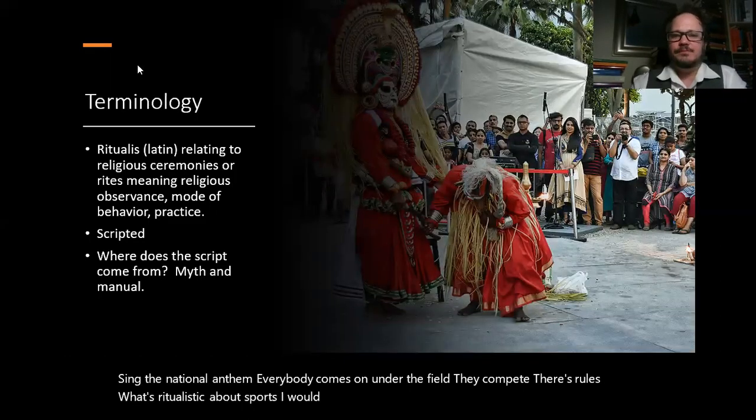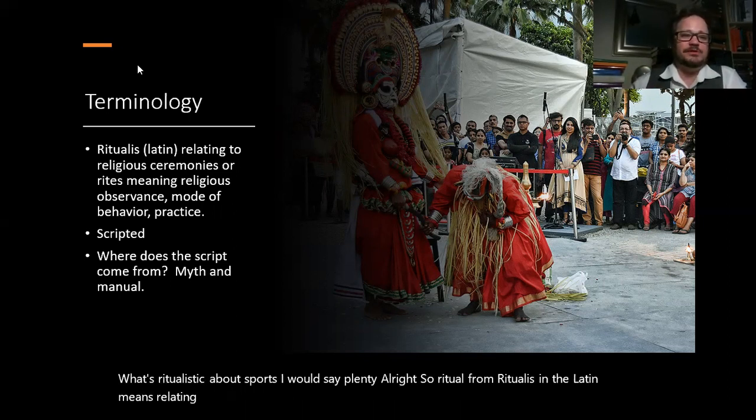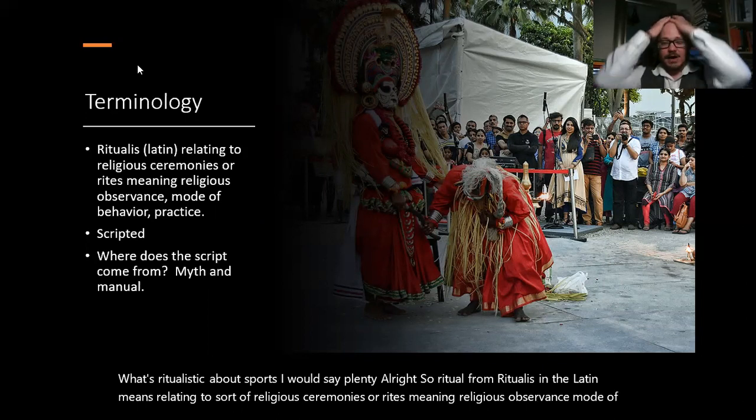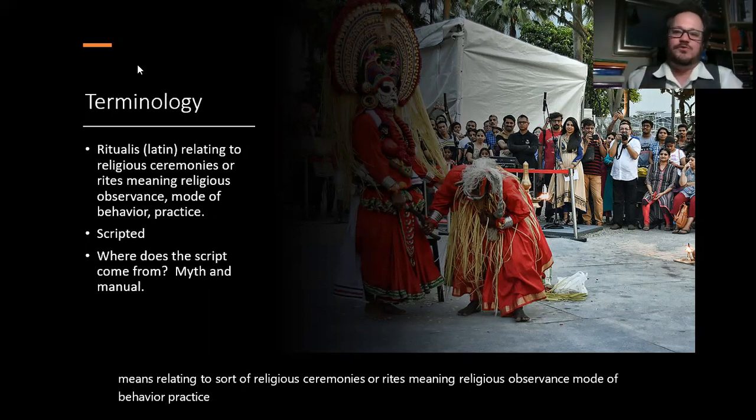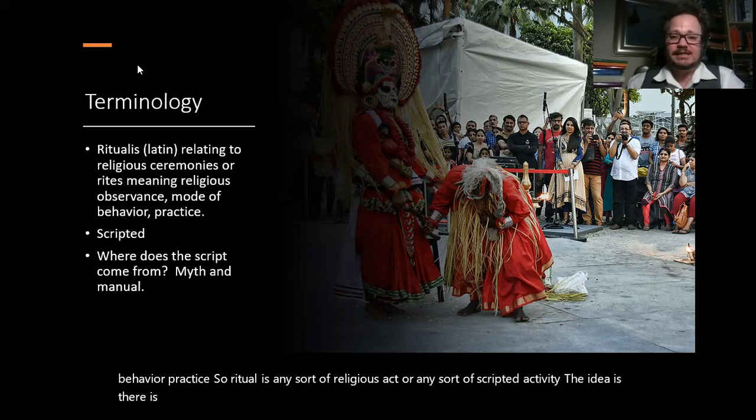All right. So ritual, from ritualis in the Latin, means relating to sort of religious ceremonies or rites, meaning religious observance, mode of behavior or practice. So a ritual is any sort of religious act or any sort of scripted activity. The idea is there is a specific way to do it, and you have to act it out in that way. But the question is, where does that script come from?